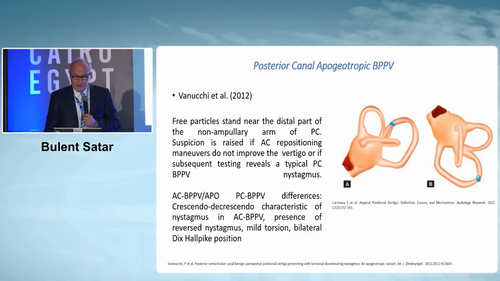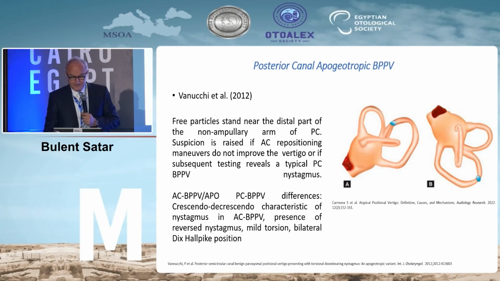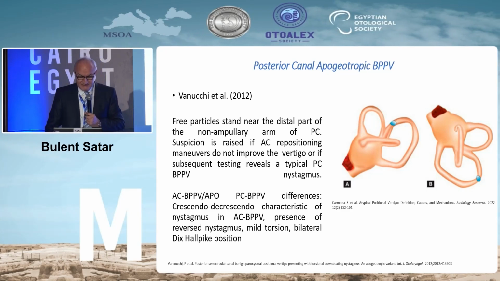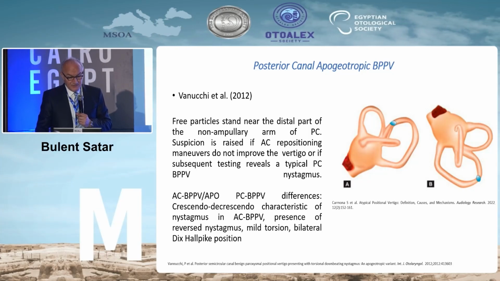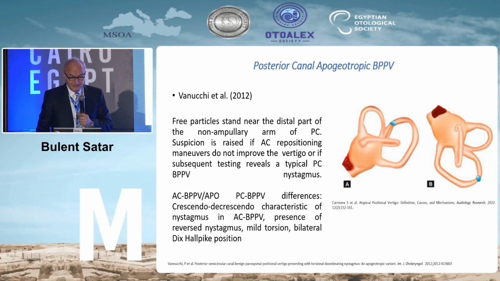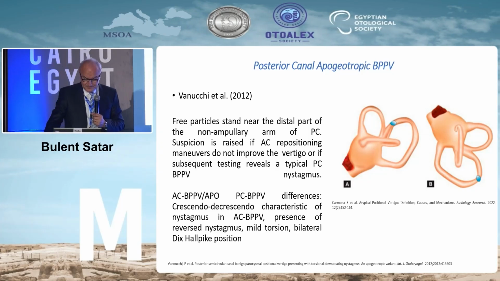Posterior canal apogeotropic BPPV was described by Vannucci et al. in 2012. Free particles stand near the distal part of the non-ampullary arm of the posterior canal. Suspicion arises if the canal repositioning maneuvers do not improve the symptoms, or if subsequent testing reveals a typical posterior canal BPPV nystagmus.